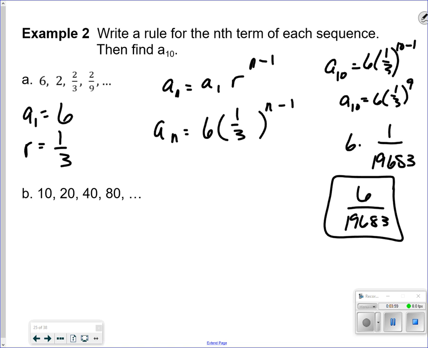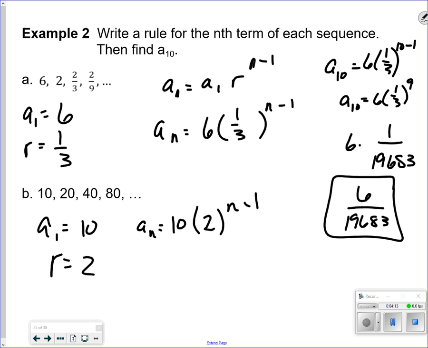Next one. It says write the rule. So I need a sub 1, which is 10, and r, which is 2. So a sub n equals a sub 1 times r raised to the n minus 1. There's your rule. Now I want to know what the 10th term is. So I'm taking 2 to the 9th times 10 and get 5,120.